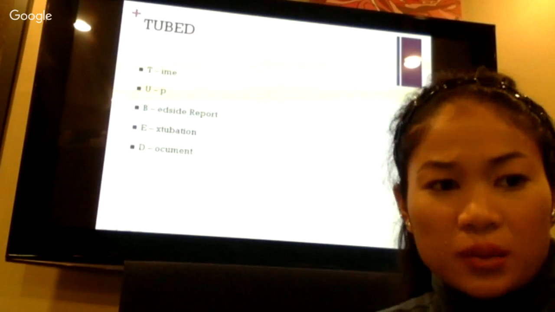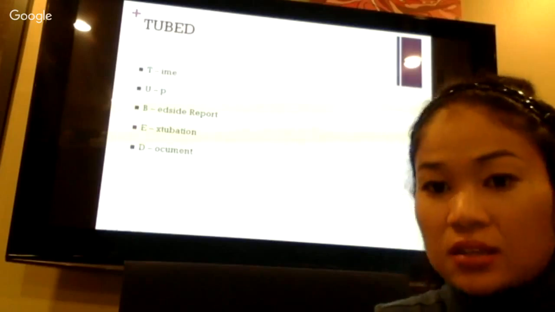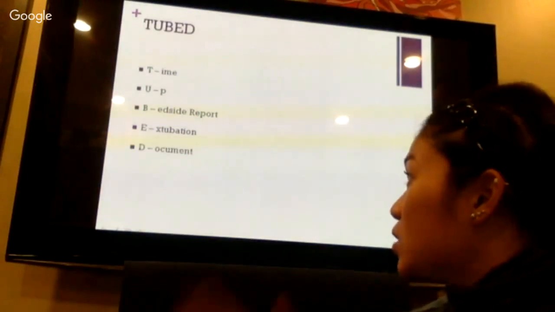And U stands for up. This is where the healthcare provider and the nurse assess the patient's alertness and or restlessness. So this is where we assess whether the patient is anxious, whether they are adequately sedated, whether they are in pain. And this will all address patient comfort.